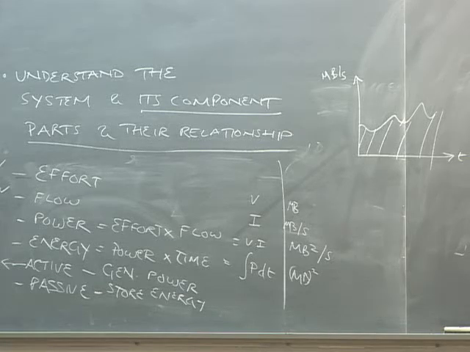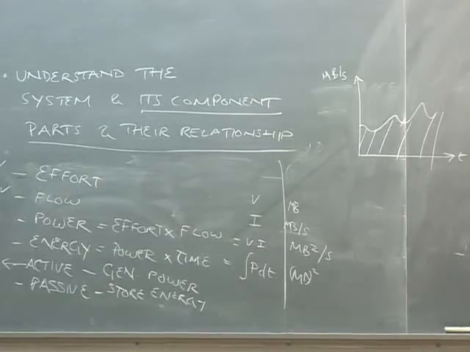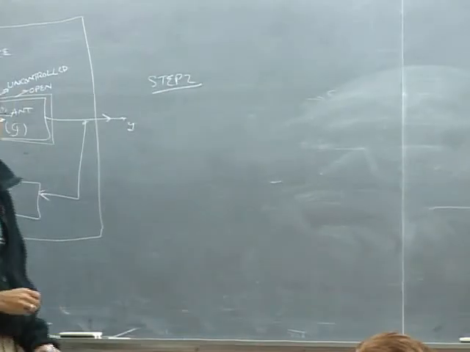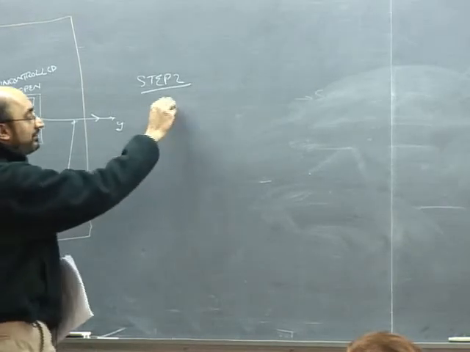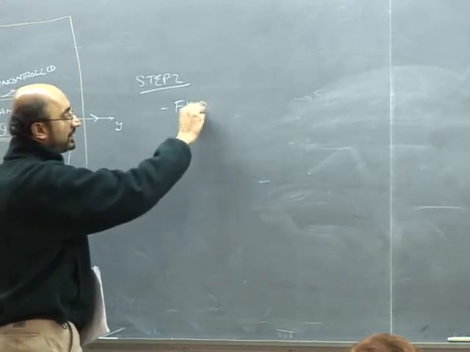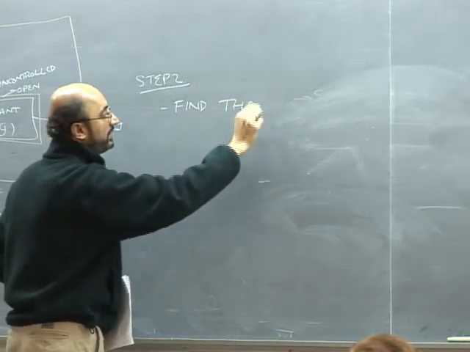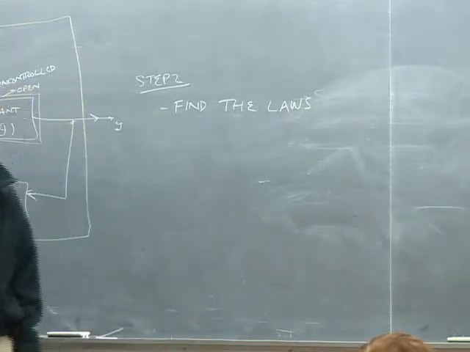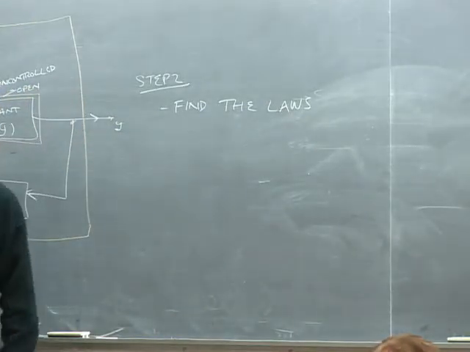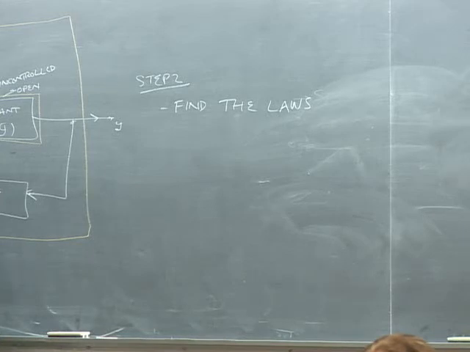Okay, so that was step one, just to understand what the parts are, what the active and passive parts are, what energy is, what flow is, and so on. Step two is the relatively easy part. Once you've got the components, you want to find the laws that govern the behavior. For example, if you take a particular electrical network, it obeys Ohm's law. If you have a mechanical network, it obeys Newton's laws of motion.